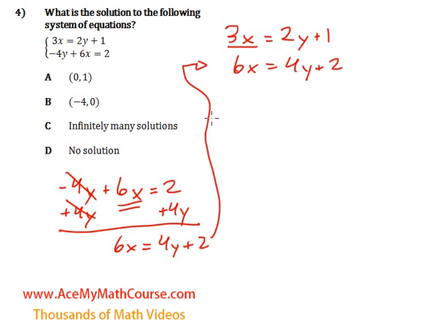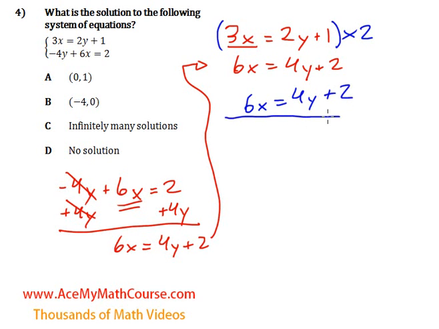So now to continue with the process of elimination, we also need to make the coefficients the same for at least one of the variables. So in this case, I can just multiply the top equation by 2. That way I get 3x times 2, 6x, and that's great, equals 2y times 2, 4y, and 1 times 2 is just 2.